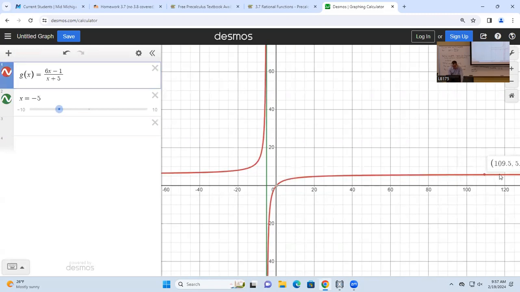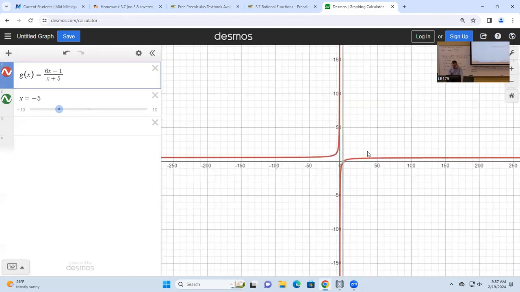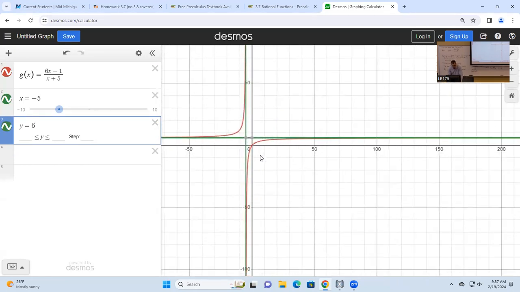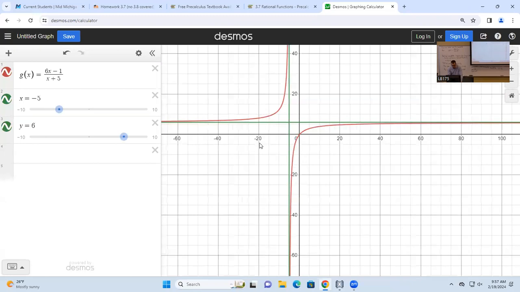And as you go out to positive or negative infinity, look at how that line flattens out. And we're getting closer and closer and closer to a y value of 6 when I get really, really big x values. So you can see both my horizontal and vertical asymptotes there. That makes sense?